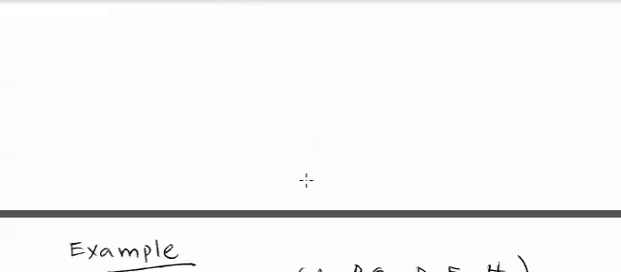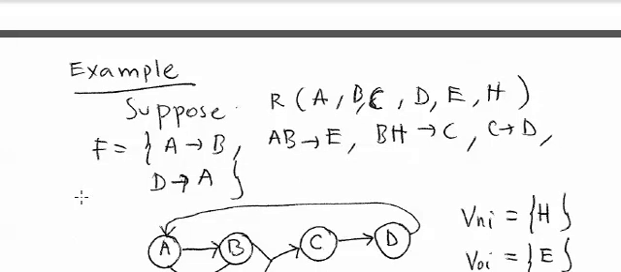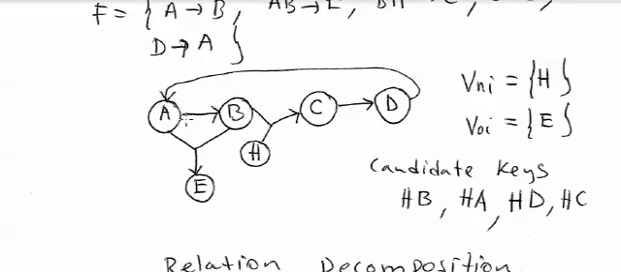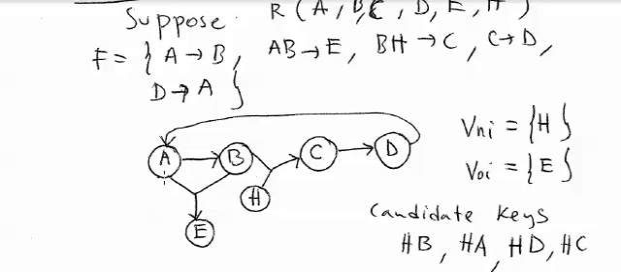Let's look at the second example. In this second example, I have this table R with A, B, C, D, E, H, and then 1, 2, 3, 4, 5 functional dependencies in my set F. What I will do is, again, get the dependency graph. So again, A derives B is indicated there. Then A and B together get E. That's what I have here. B and H gets C, and C by itself gets D, and D gets A.